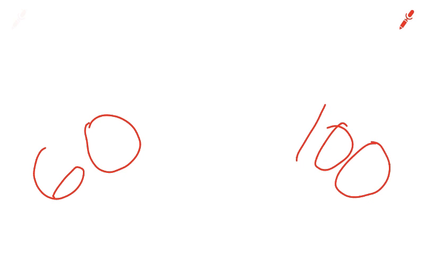D, 1 hour is how many minutes? Point to the left side if you think it's 60 minutes, and the right side if you think it's 100. The correct answer is 60 minutes. There are 60 minutes in an hour. 1 week equals 7 days.